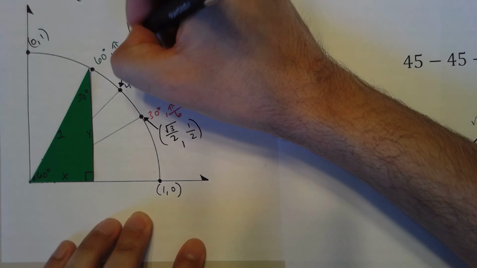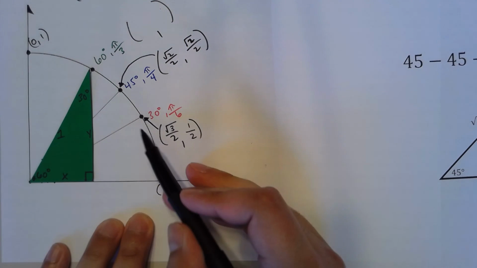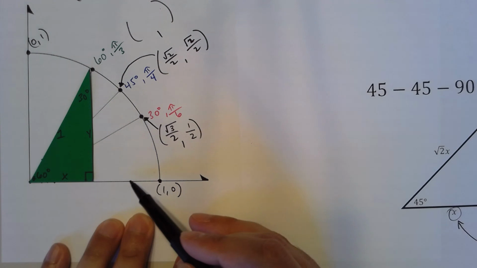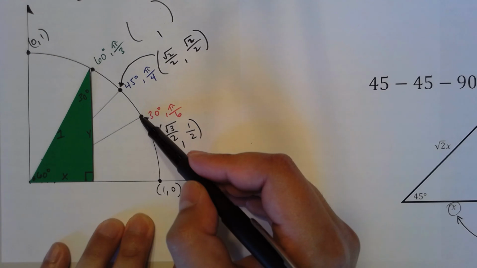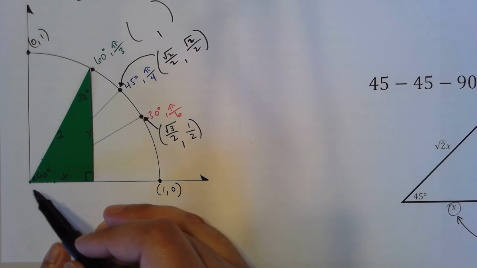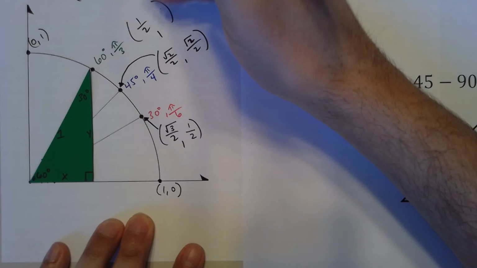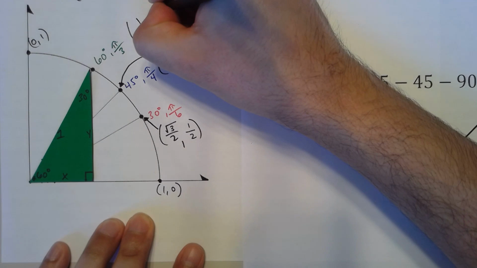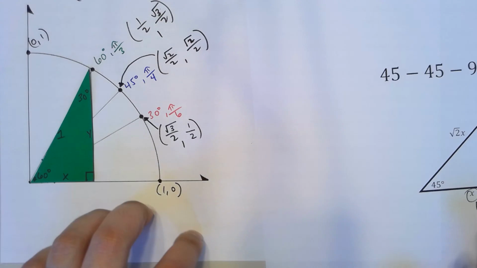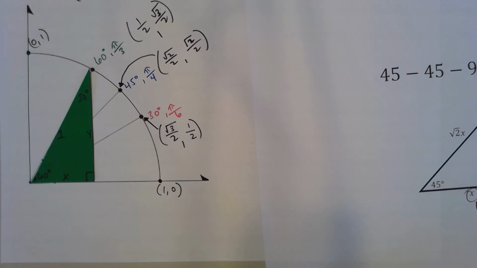To get to the 30, we said go over the square root of 3 over 2 and up 1/2. Now we're just going to reverse that and say go over 1/2, go up the square root of 3 over 2. Same coordinates, just reversed, because it creates the same exact triangle. That's it.